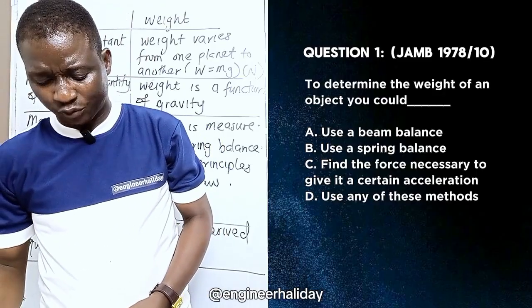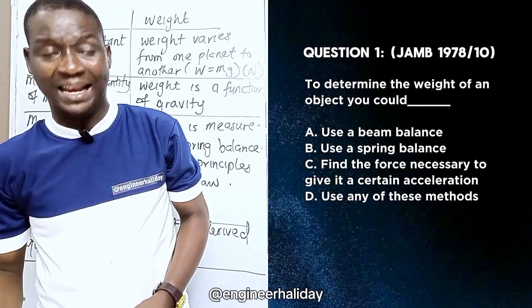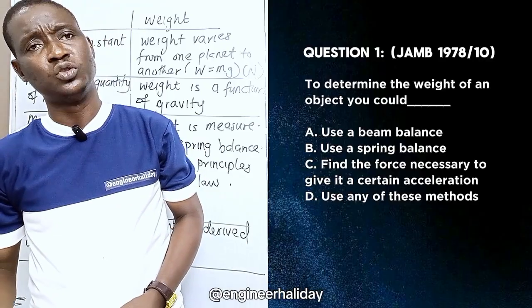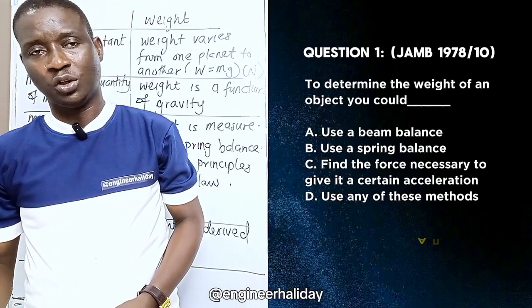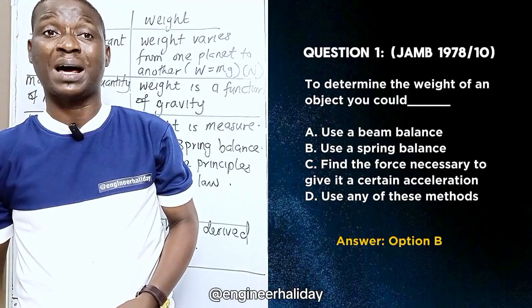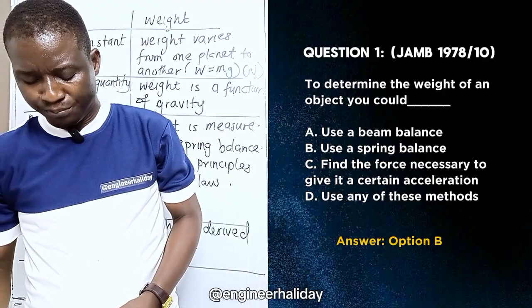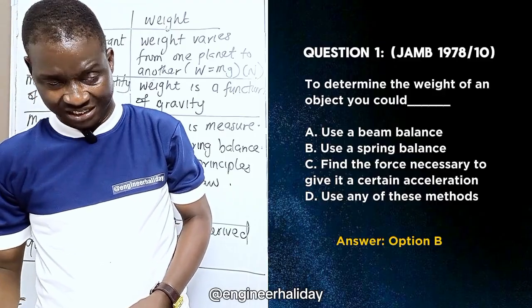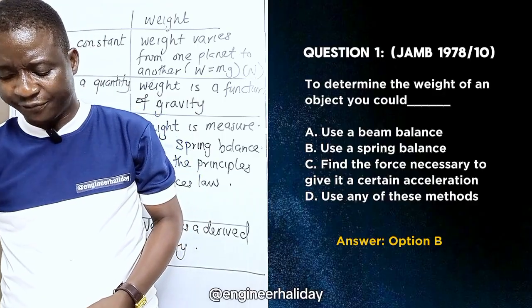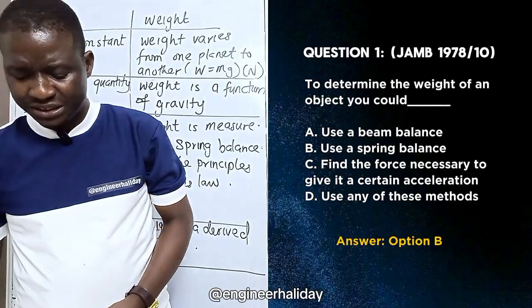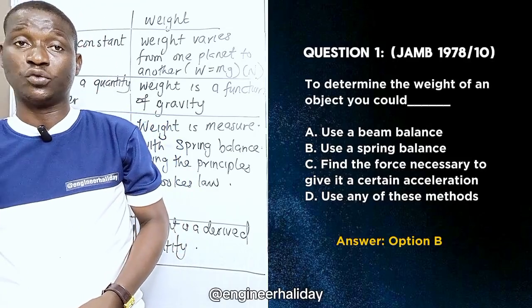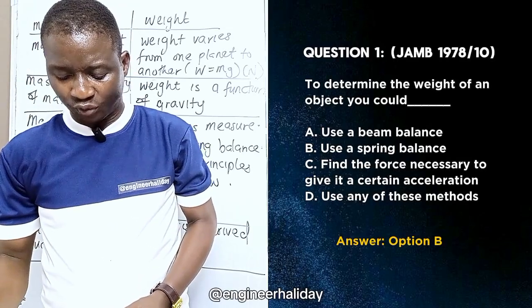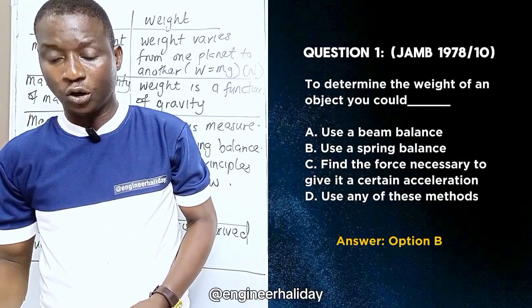The best answer to that question, number one, say using a beam balance. Well, use a beam balance means we are measuring mass, not weight. We use a spring balance to measure weight. B said use a spring balance, yes. C says find the force necessary, no. D says use any of these methods, no. Any of the methods cannot be used. So take note of that. So the answer to that question is option B.